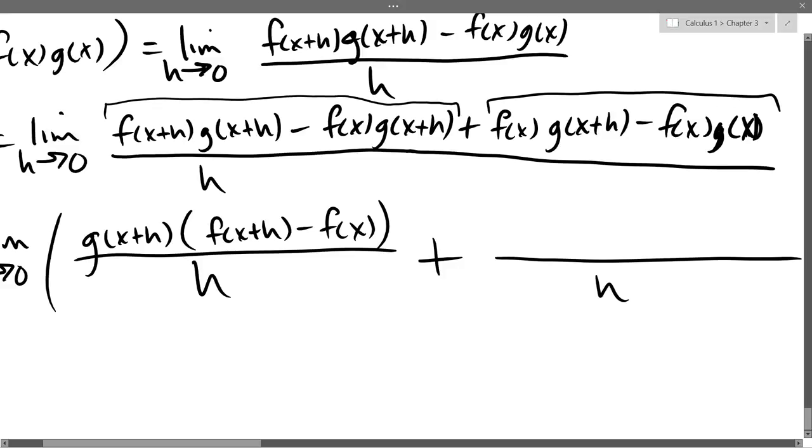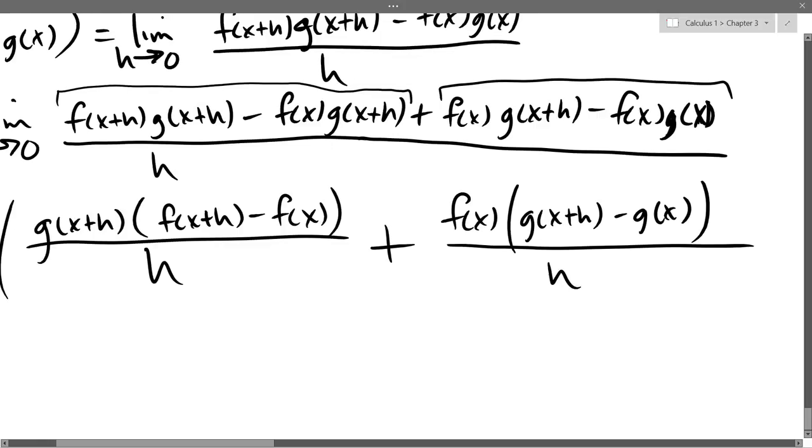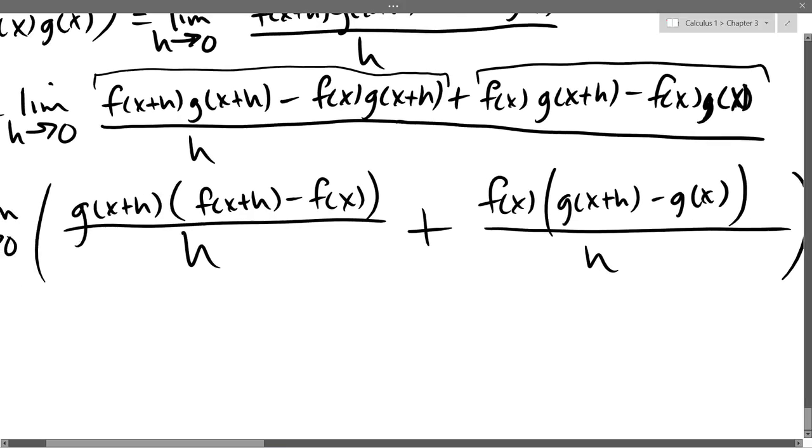And what can I factor out of the second two terms? f of x. I'm left with g(x+h) minus g of x. And then I just split the fractions up right there. They have a common denominator, so I just took the two fractions and wrote them as a sum. So I haven't done any calculus yet. This is just definition and algebra. I'm going to use the limit law, where the limit of a sum, you can take each limit separately. So I'm going to apply the limit to both of these two terms.